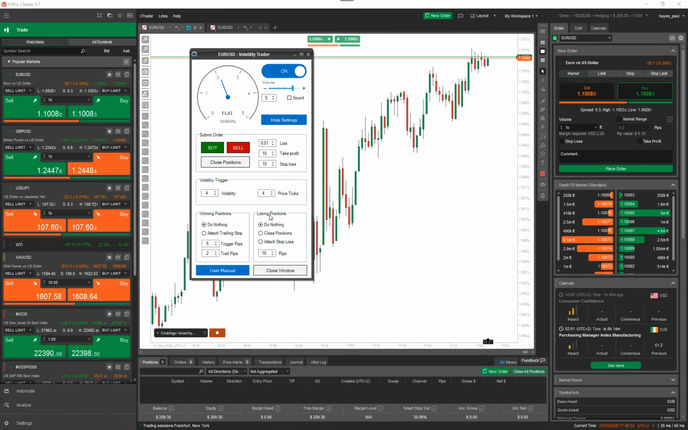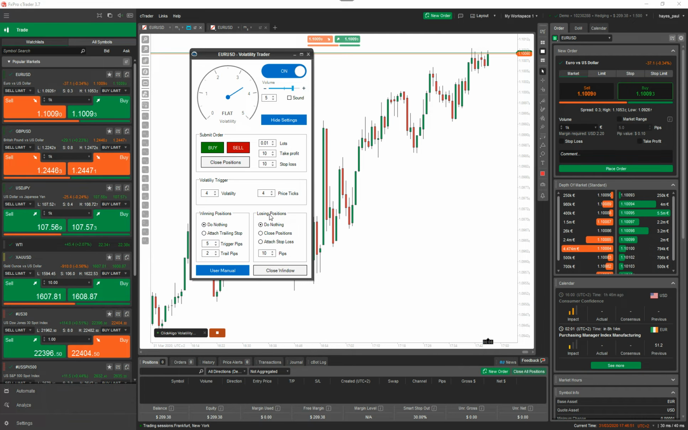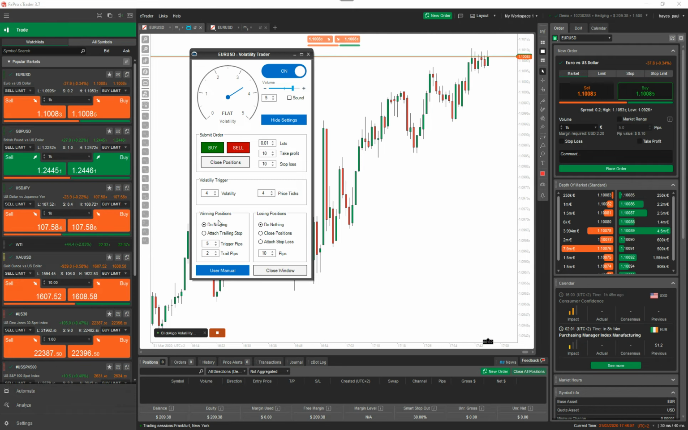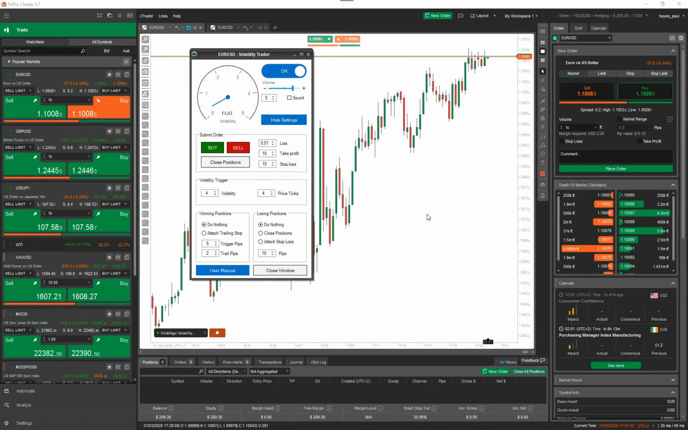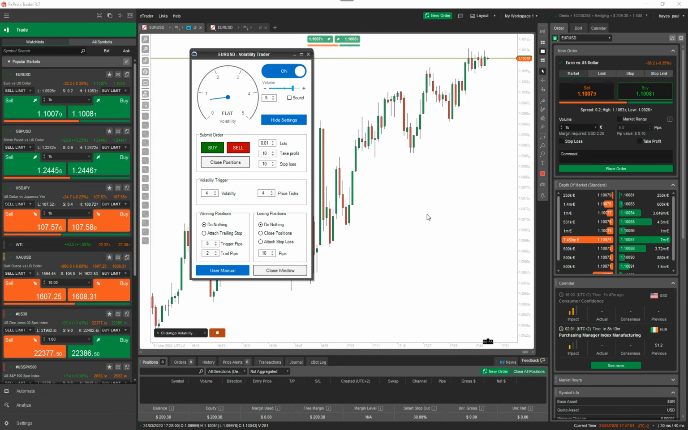So you might have an open position, it might have a stop loss, or you might not have a stop loss. So what you want to do is you want to actually attach a trailing stop to any winning positions. So what this does, if I look over to the left-hand side where it says winning positions, if you had a market event happen and the price rapidly went bullish, if you had any buy positions and those buy positions were in profit, it will actually attach a trailing stop to them.